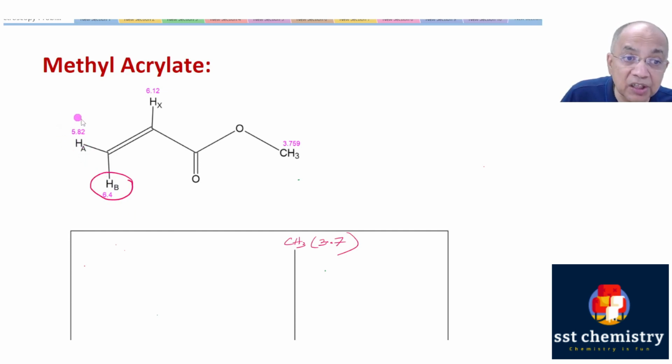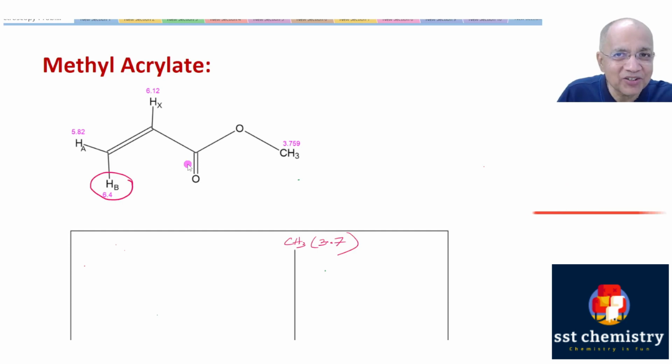But here this is the least deshielded, and the intermediate deshielding is HX due to the minus I effect of this. As usual, what happened in the case of vinyl chloride and vinyl acetate. But the unusual high shielding of this is due to the diamagnetic anisotropy effect of the C double bond O. Is it not interesting?